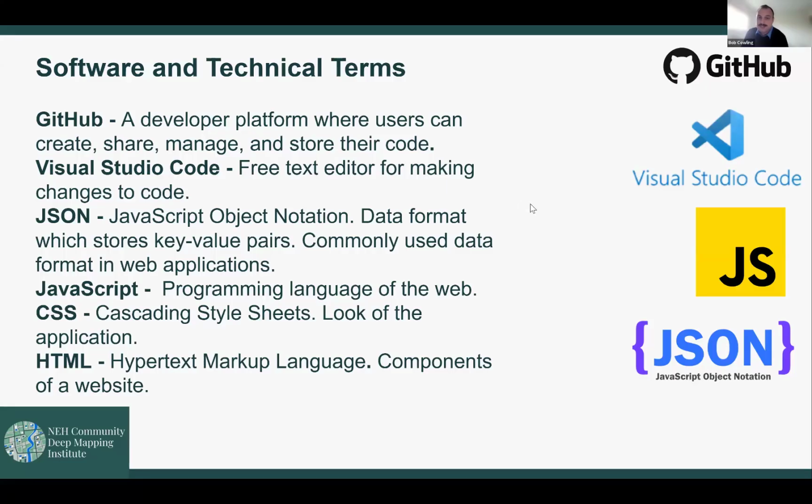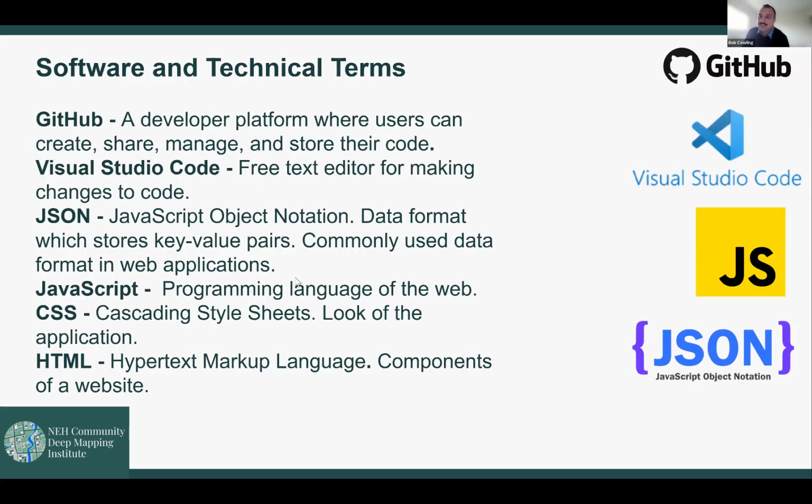GitHub is one of the most popular ones. And Visual Studio Code is simply a free text editor for making changes to code. What we are dealing with in this app is a JSON configuration, which just stands for JavaScript Object Notation, which is a data format which stores key value pairs. It's a commonly used data format in web applications. Basically, any sort of website that's dealing with some sort of data input, retrieving data, it's all coming back to the browser in JSON.